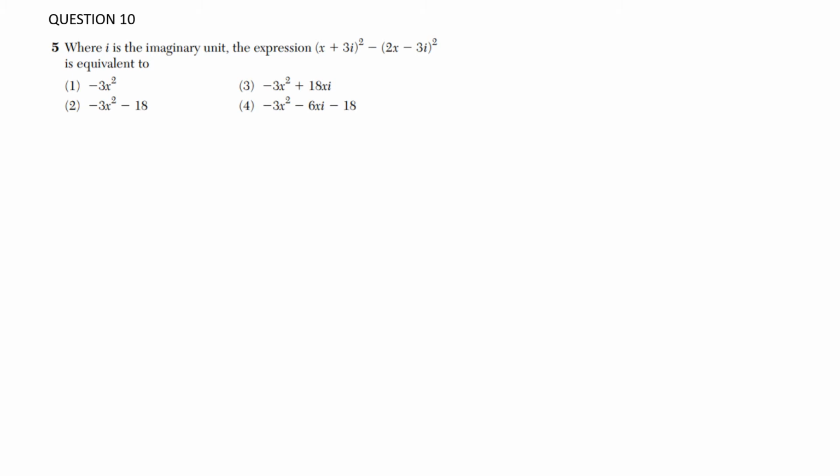Where i is the imaginary unit, the expression (x + 3i) squared minus (2x - 3i) squared is equivalent to. All right, let's expand this out, and then we can simplify at the end. The first term is the same as (x + 3i) times (x + 3i). Let's FOIL that out. That becomes x squared plus 3ix plus 3ix plus 9i squared.